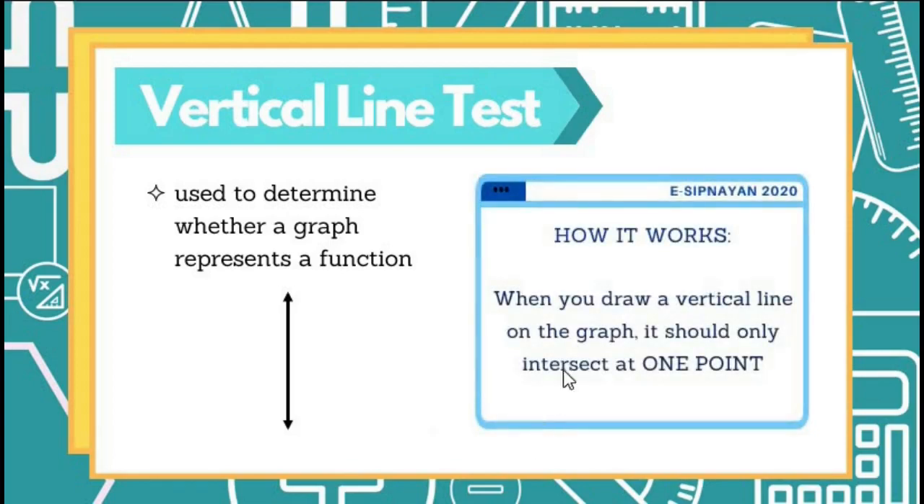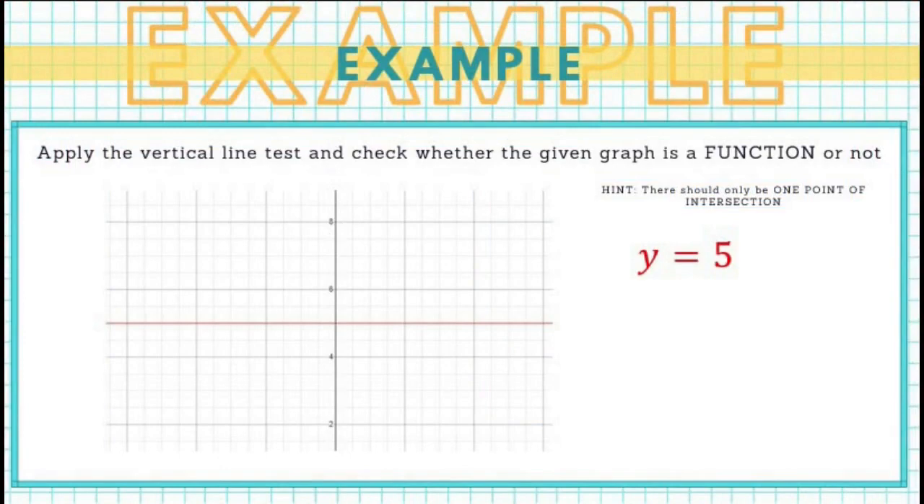So how does it work? When you draw a vertical line on the graph, it should only intersect at one point. Again, let me emphasize, the point of intersection should only be 1. So given a graph, we simply need to draw a vertical line and check how many points of intersection there are, and it should only be 1. Okay, let's have an example for you to be able to understand how to apply the vertical line test. So for this example, you apply the vertical line test and check whether the given graph is a function or not. Again, the hint is that there should only be 1 point of intersection.